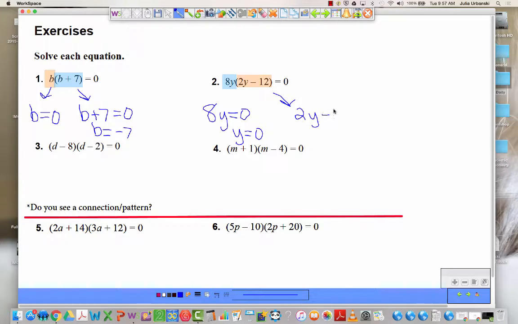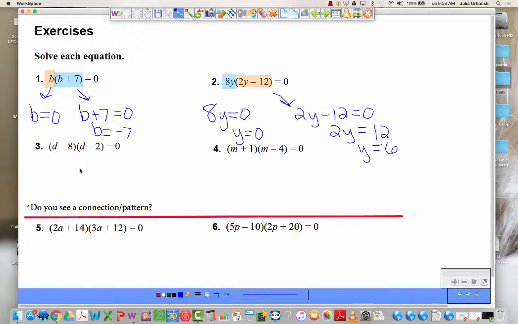2y minus 12 equals 0. Can we mentally add 12 to both sides? Do I have to write it out every time, or can you guys do that? We can mentally add it? Okay, so 2y equals positive 12. When you move it across the equal sign, the negative 12 turns into a positive 12. And when you divide both sides by 2, you get 6. So your two answers. One answer is 0, one answer is 6.